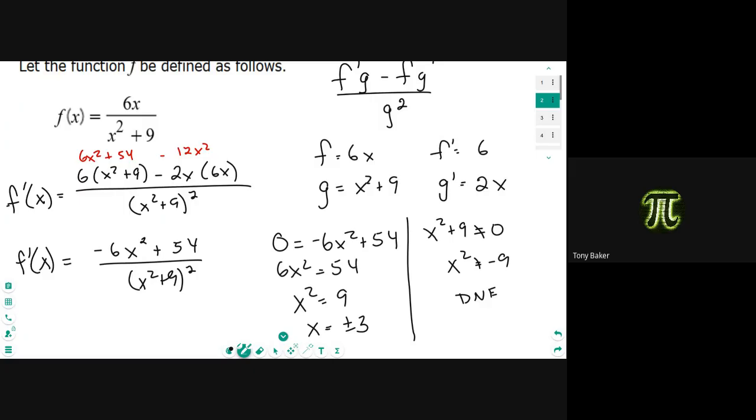So x squared can never equal -9, so there are no values where the problem doesn't exist. Remember, when you take the square root of something, it is the plus or minus of that number. So we have a +3 and a -3. So those are my critical numbers: ±3.